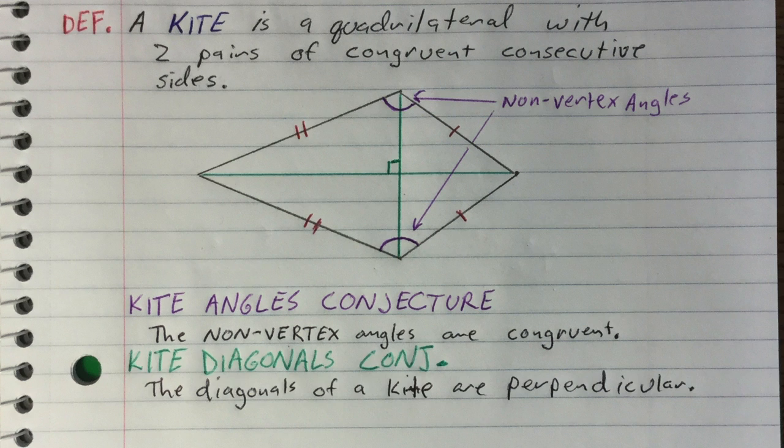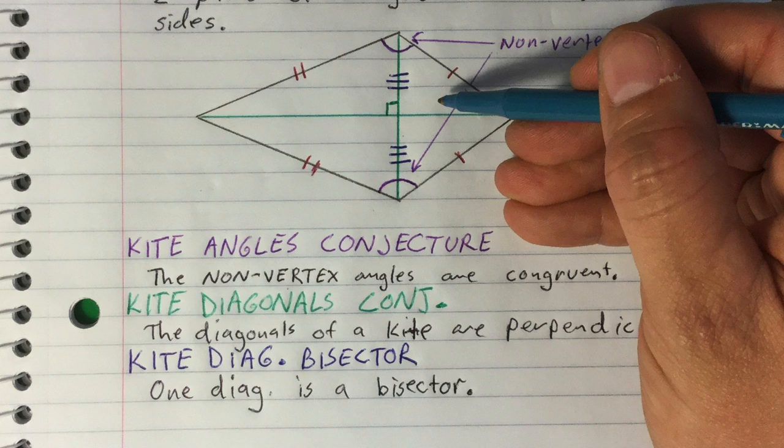Next, we had the kite diagonals conjecture, which says that the diagonals of a kite are perpendicular. Next, we had that the kite diagonal bisector conjecture says that one diagonal is a bisector. So you'll notice that these two segments are congruent. Only one of the diagonals, not both of the diagonals.